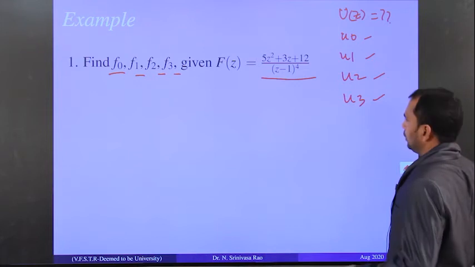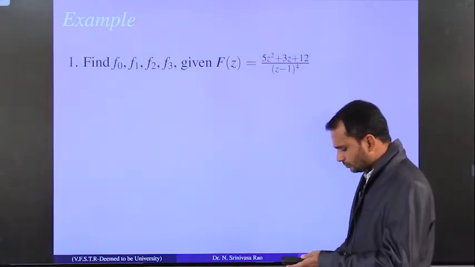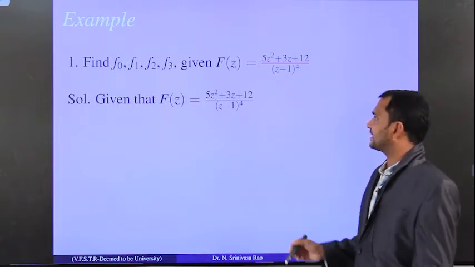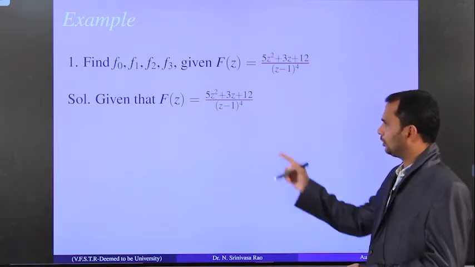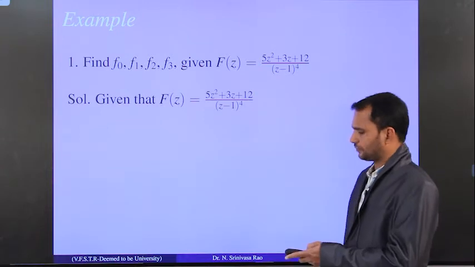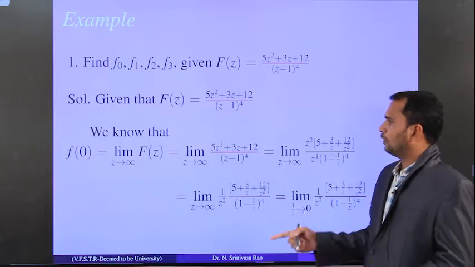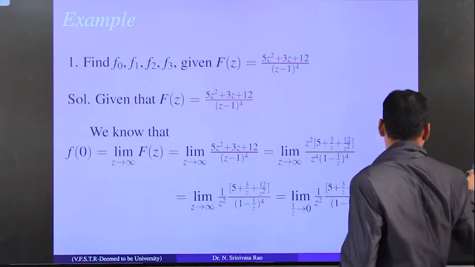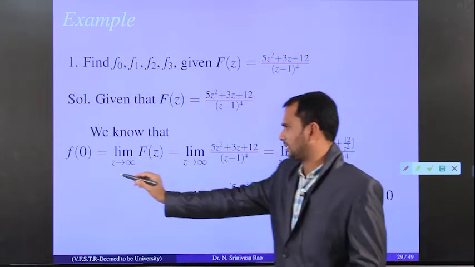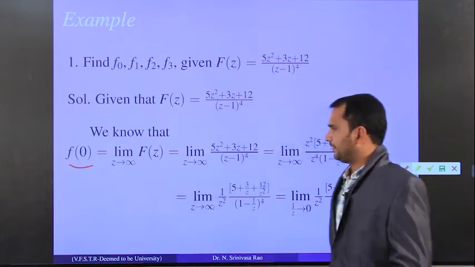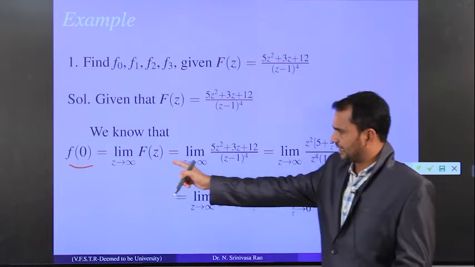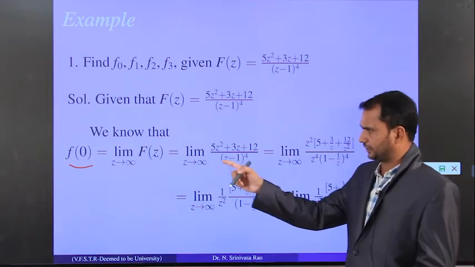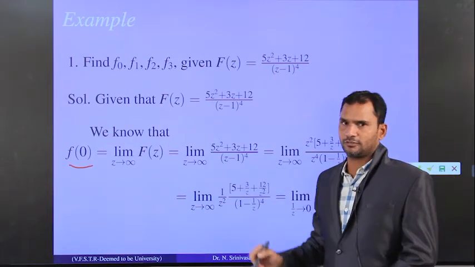Now, given that F(z) is 5z square plus 3z plus 12 whole divided by (z minus 1) whole power 4, what is f0? First we proceed with f0. f0 is given by the limit as z tends to infinity of F(z). This is the initial value theorem for finding the f0 value.